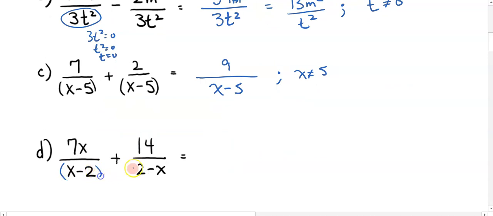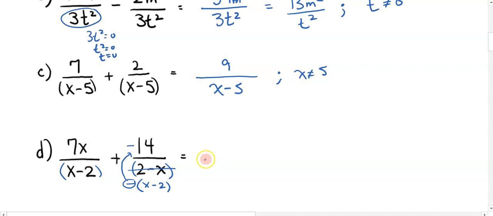Sometimes your denominators look like they're common, but not quite. X minus 2 and 2 minus x are not the same. But a reminder, when you factor out a negative, you can reverse the order, right? The negative x becomes positive, the 2 becomes negative. What I like to do then is take that negative and move it to the numerator. Okay, now I have a common denominator.